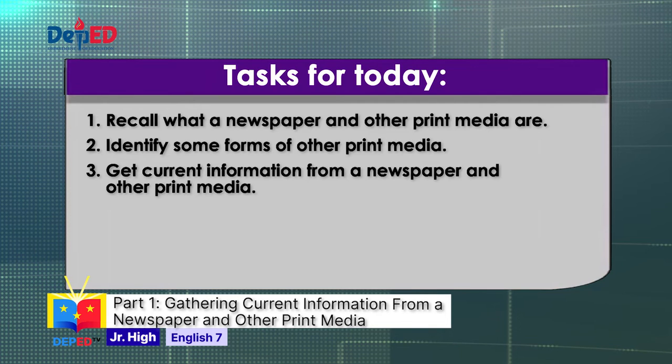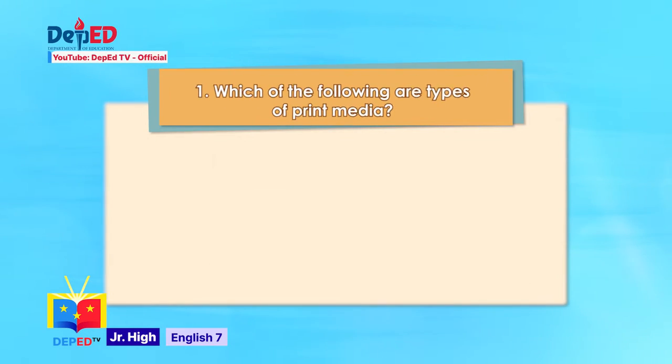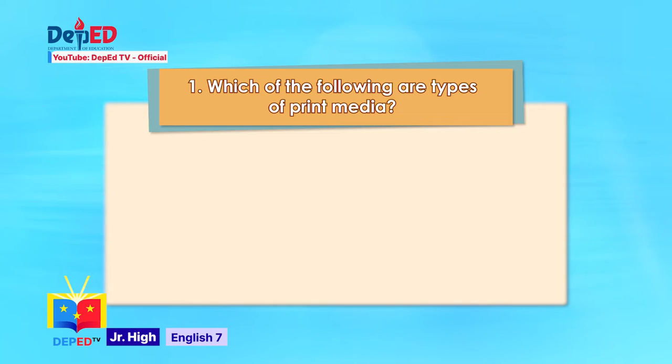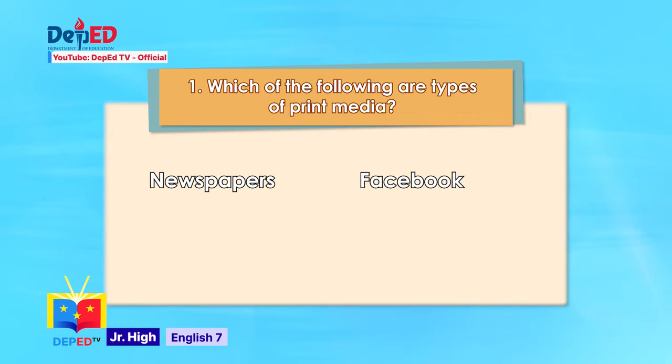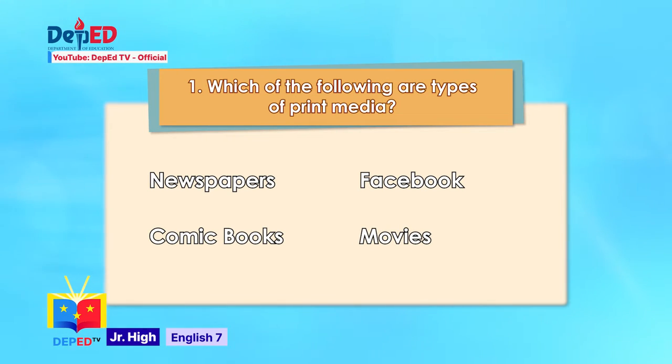On a clean sheet of paper, take this short quiz on what newspapers and other print media are. Number 1. Which of the following are types of print media? Choose one or more. Newspapers, Facebook, comic books, movies. If your answers are newspapers and comic books, you are correct!